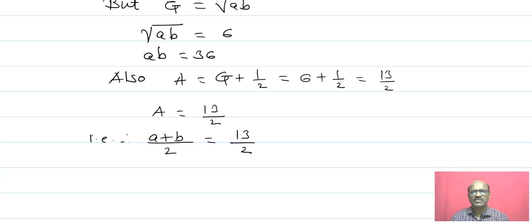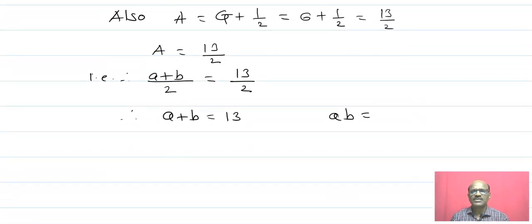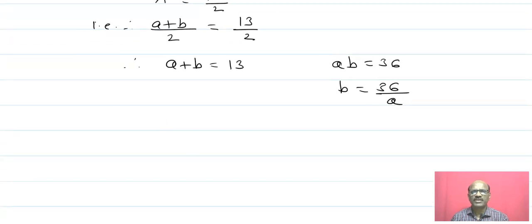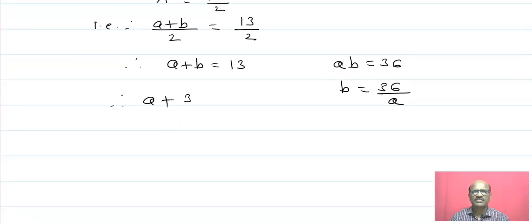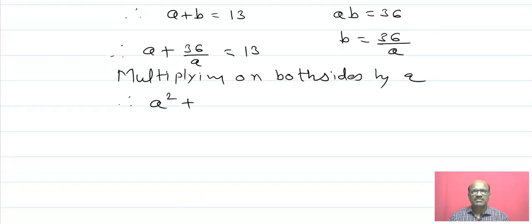But also (A plus B) upon 2 is equal to 13 upon 2. It is the arithmetic mean. A plus B is equal to 13 and AB is equal to 36. Therefore B is equal to 36 upon A. Substitute the value here: A plus 36 upon A is equal to 13. Multiplying on both sides by A, you will get A square plus 36 is equal to 13A.